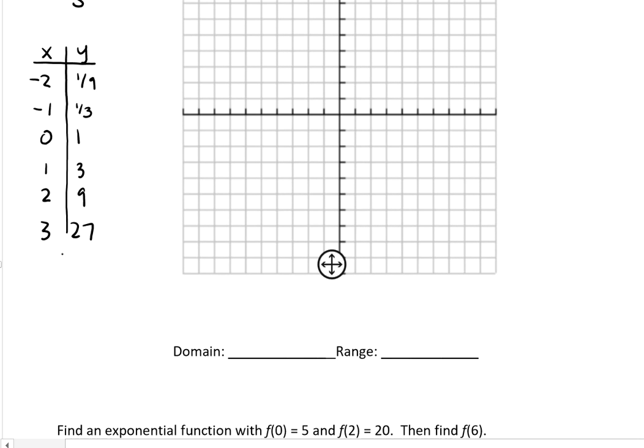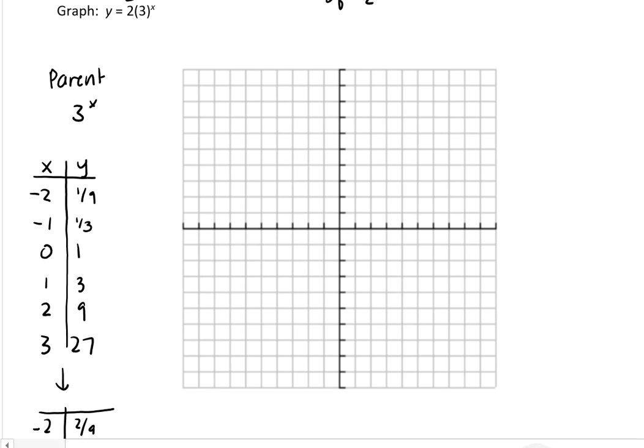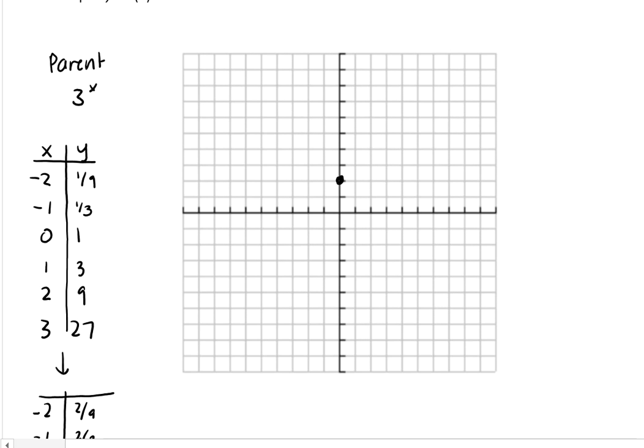And then when I stretch this, I'm going to do a vertical stretch. I'm going to double all of these y values. I'm not even going to double the 27 to 54. It's too big for my graph. So instead of being at 1 here, I'll be at 2. And then this next one's going to be up at 6. Next one's going to be 18. It's going to be pretty high off of my graph. 2/3, 2/9, real small.